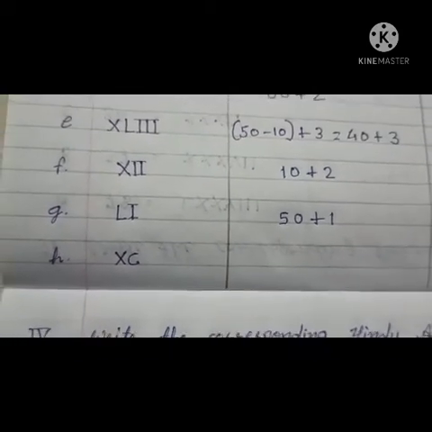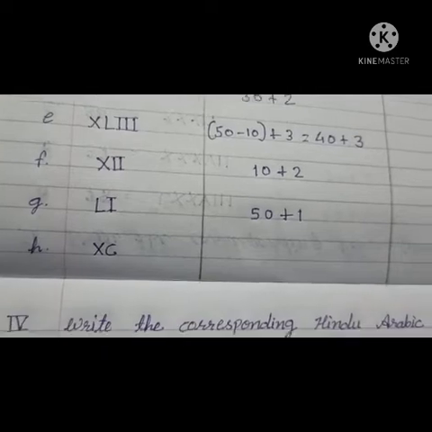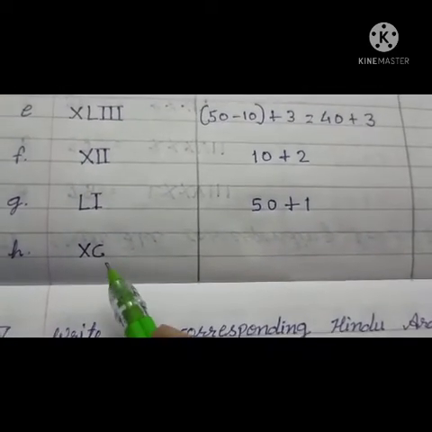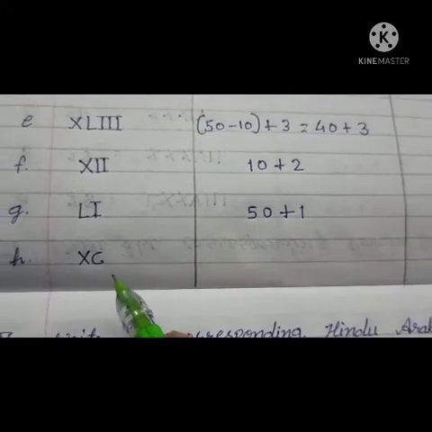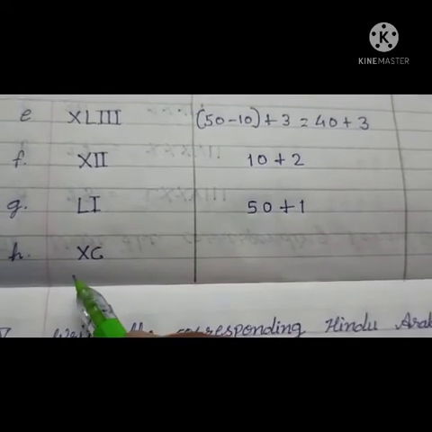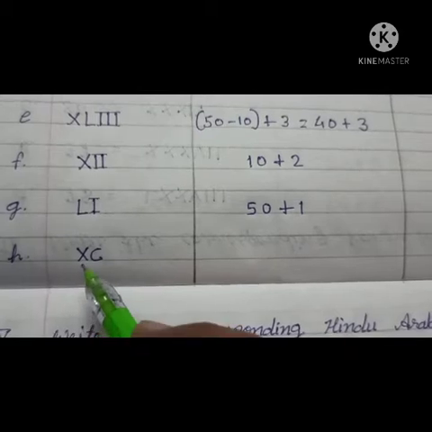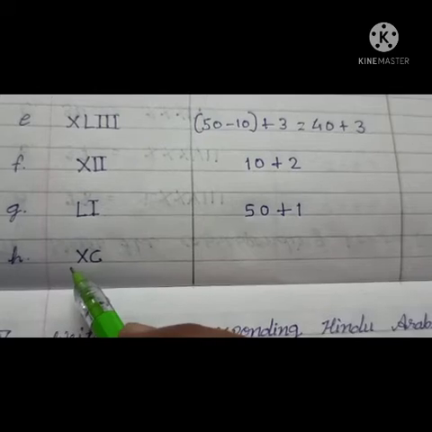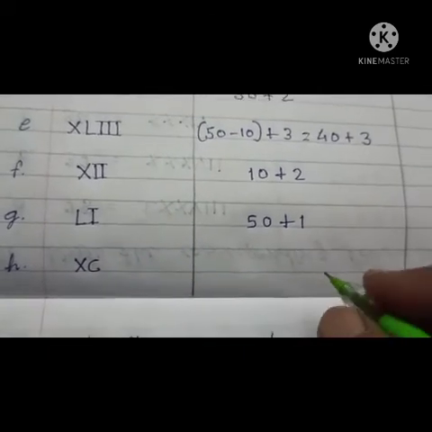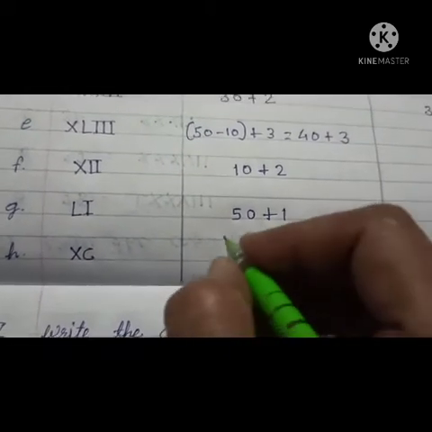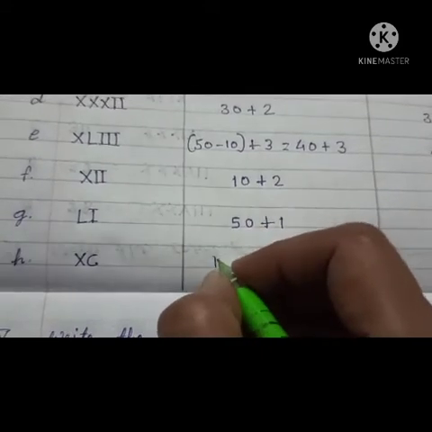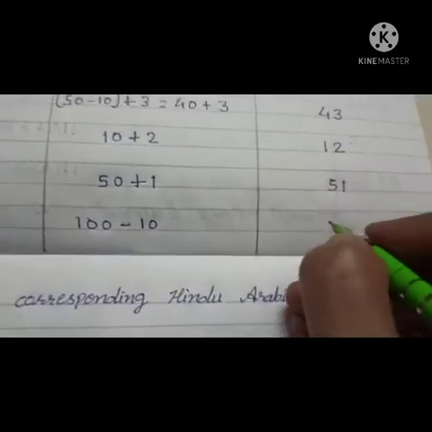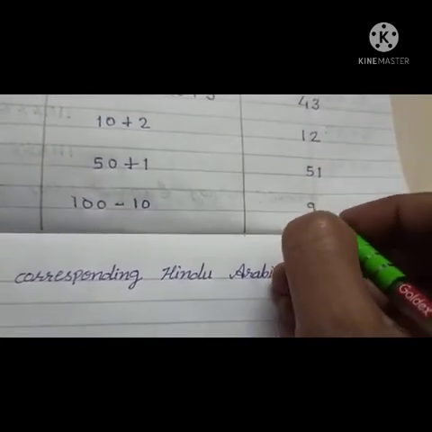Now last, XC. C is the value of 100 and the X has a value of 10. That means 100 minus 10 is equal to 90.